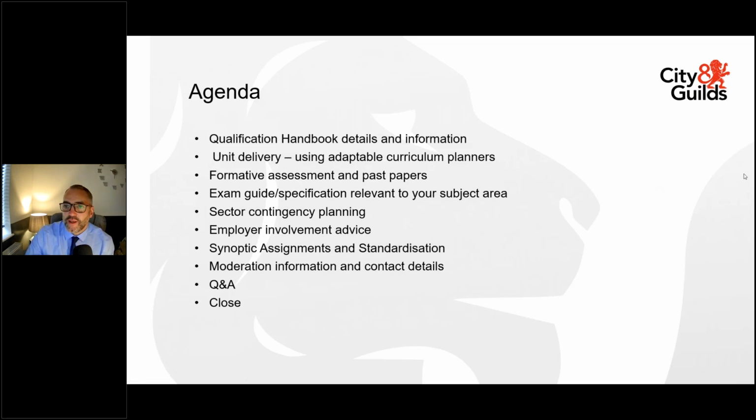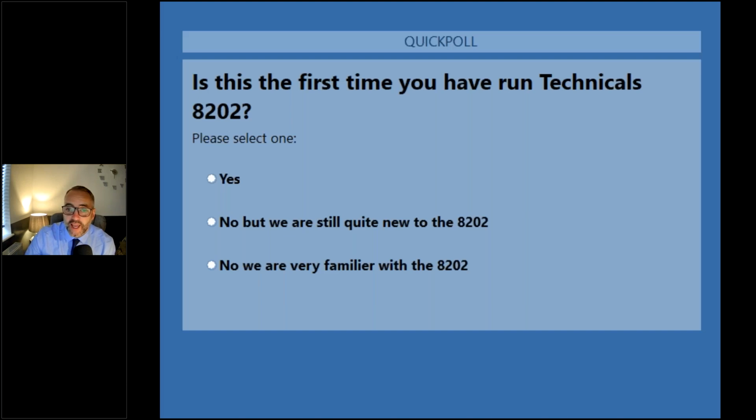So what we wanted to do is try to get an idea of how many of you are brand new to this qualification, how many of you have run it before, or have never run it before, or you've run it a little bit before but are still quite new to it. It'll just help us on this presentation gauge where we are. I can see most of you voting now. It seems the majority have run it before but still feel quite new to the qualification. Okay, just a final moment and we'll close.